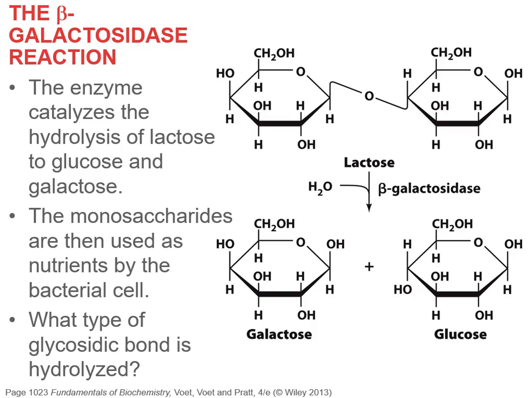Just as a reminder, here is lactose. It is a disaccharide. It's composed of galactose and glucose, and the glycosidic bond between them is a beta-1,4 glycosidic bond. The enzyme that catalyzes the hydrolysis of this bond is called beta-galactosidase. That is necessary in order to free these two monosaccharides, the galactose and glucose, so that the cell can use them as an energy source.